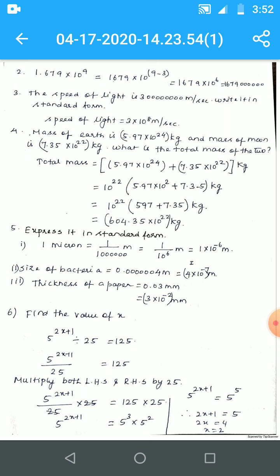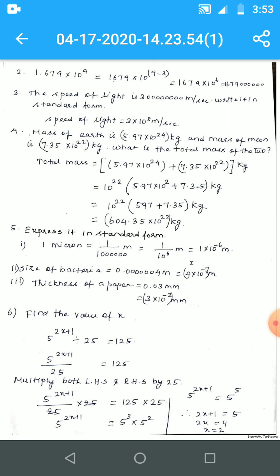Here 7.35 multiplied by 10 to the power 22. If it is multiplied inside, the same will come. The unit is kg. So 10 to the power 22, and 10 squared. 5.97 into 10 squared means 5.97 into 10 into 10. So the decimal moves 2 places to the right. So 597 plus 7.35, if you add up, we get 604.35 into 10 to the power 22 kg.